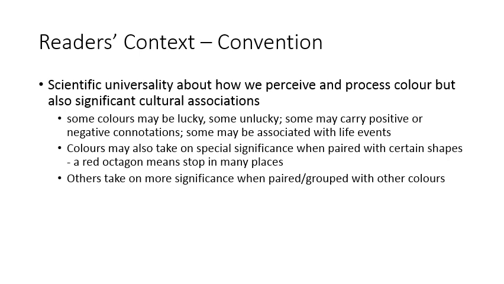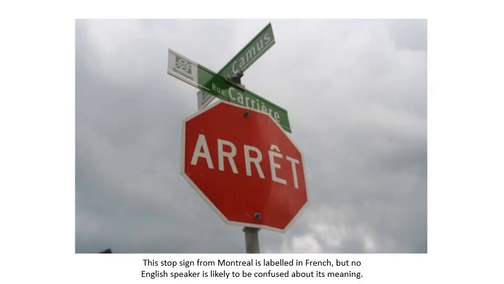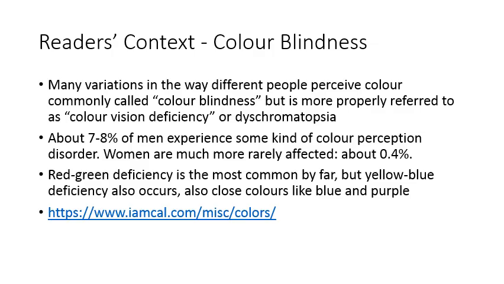We might think sometimes of pink and blue referring to boys and girls. Red, yellow or green might be traffic signals. Colours can also take on another significance when they're paired with particular shapes, like a red octagon means stop. So even if you saw that on the road and you don't speak the language, you'll understand what it means. Or as I said, that pairing with other colours like the red and blue for the Democrats or Republicans. So something like this, even if you don't speak French, you know what sign means.